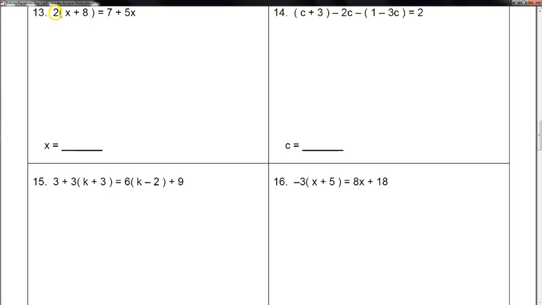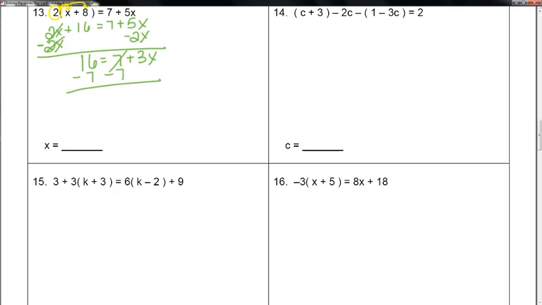I'm going to distribute my 2 to the x and the 8. That gives me 2x plus 16 is equal to 7 plus 5x. Notice that my x's are on opposite sides of my equal sign, so I'm going to subtract 2x from both sides. 16 is equal to 7 plus 3x. I'm going to subtract 7 from both sides. 9 is equal to 3x. I'm going to divide both sides by 3. X is equal to 3.